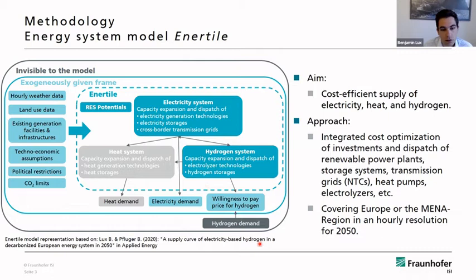For hydrogen, we use a somewhat different approach. Here we give the system a sales price for hydrogen that is external to the model, and we ask the model, how much hydrogen would you provide us if we offer you the sales price, and the sales price then reduces the cost function of this optimization. We do this for many different hydrogen sales prices, and thereby we generate a hydrogen supply curve. The model covers generally Europe and the MENA region in an hourly resolution, and today we're only looking at the year 2050, which is synonymous for greenhouse gas neutrality in this context.